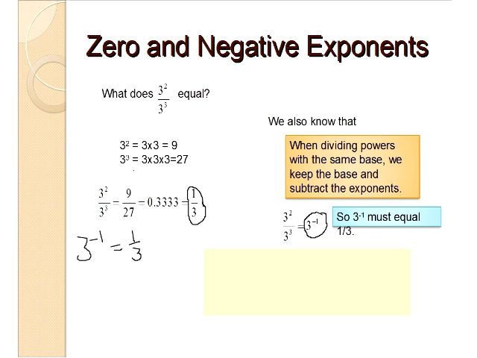So what we're seeing here, again, wouldn't have mattered if this was b squared over b to the 3. We would get b to the negative 1. And what this means is it's 1 over b. So when we have a negative in the exponent, we're going to flip the base and keep the positive exponent. That negative exponent, we flip the base, and then we have an exponent of 1.